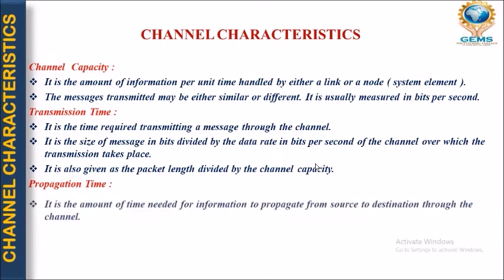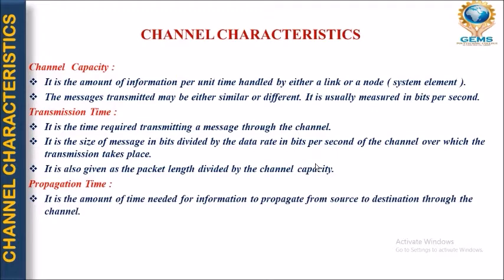What do you mean by propagation time? The amount of time which is needed for information to propagate from source to destination. Transmission time is a subset of propagation time. Propagation time is the entire time taken from sender to receiver end, that means from source to destination. It is the distance divided by signal propagation speed. The distance between source and destination, divided by signal propagation speed, is calculated as propagation time.